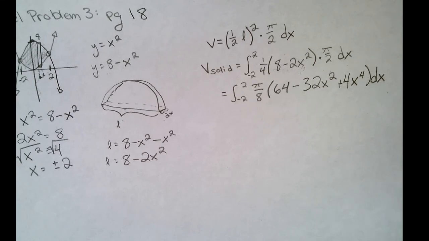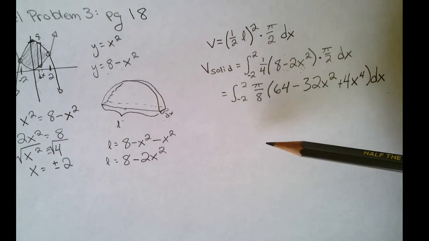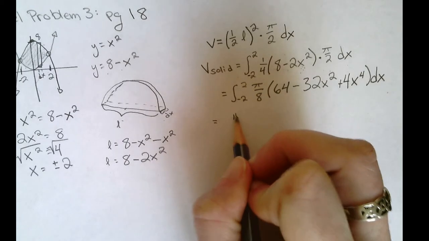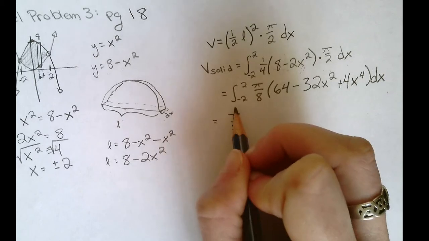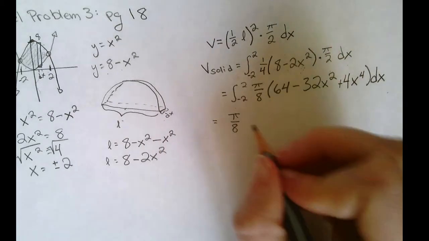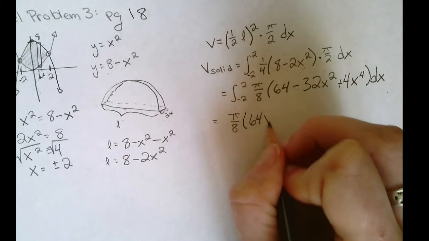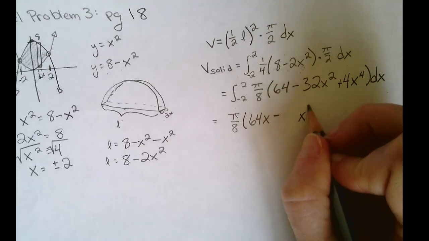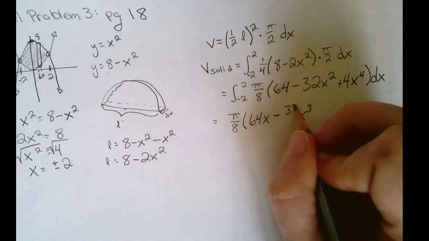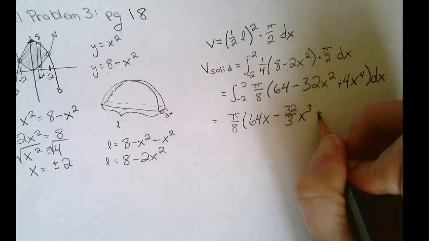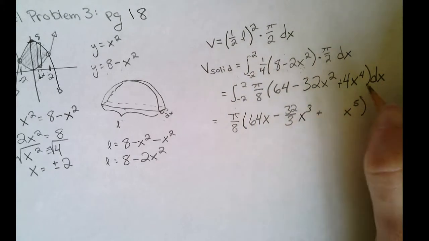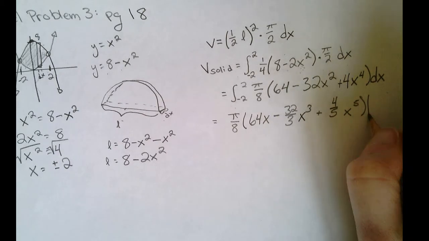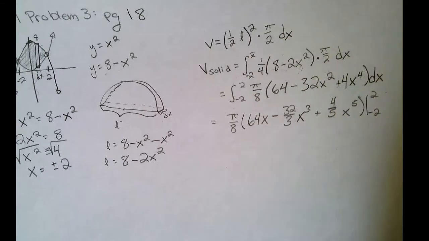From here, it's just taking our integral. Remember, our constants just follow along with us. That's just going to come down. And we're going to do the power rule for each of these terms. So this is going to be pi over 8. Remember, we can drop that integral symbol now that we're actually taking our integral. We're going to have the 64x minus, now I increase that x squared by 1, so x cubed, bring that down into the front, so a 32 thirds, plus increase that by 1, x to the 5th, 4 fifths in the front. And then this is evaluated from negative 2 up until 2.